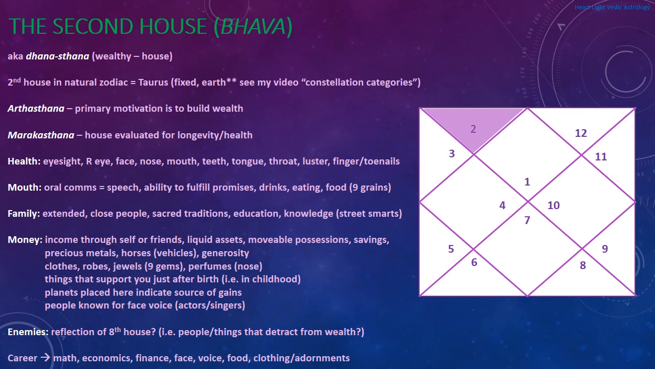Since in this chart, the natural zodiac, Aries, the first constellation, is in the first house, the second constellation of the zodiac is Taurus. Taurus is a fixed sign, and it's also an earth sign. If you don't know what those terms mean, fixed and earth, I have a video on that subject, my constellation classifications video that I just did, I think last week, so that you understand more of what that means.